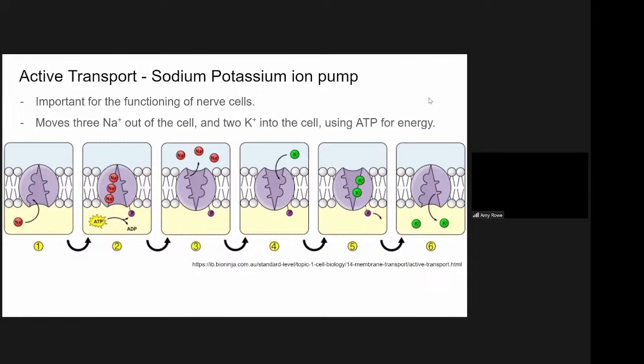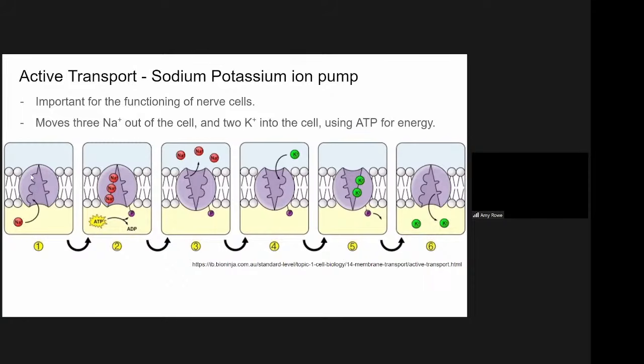So we have our sodium-potassium ion pump. These are really important for the functioning of nerve cells and action potentials and for how nerve cells work. And in this case, as I said, these protein channels or protein pumps are very, very specific. So in diagram number 1 over here, you can see that the sodium ions are able to bind. Now, our sodium-potassium ion pump is able to bind 3 sodium ions.